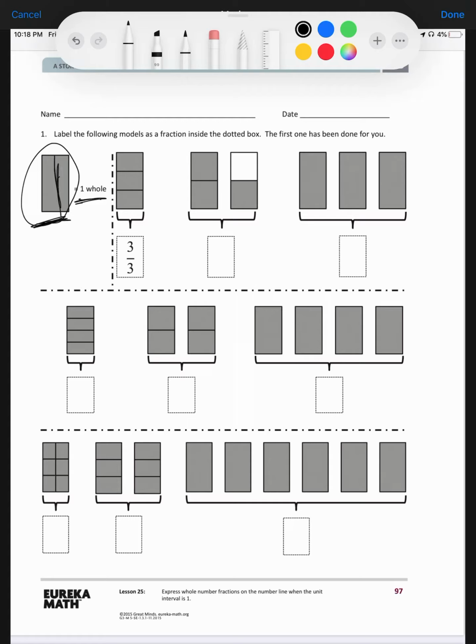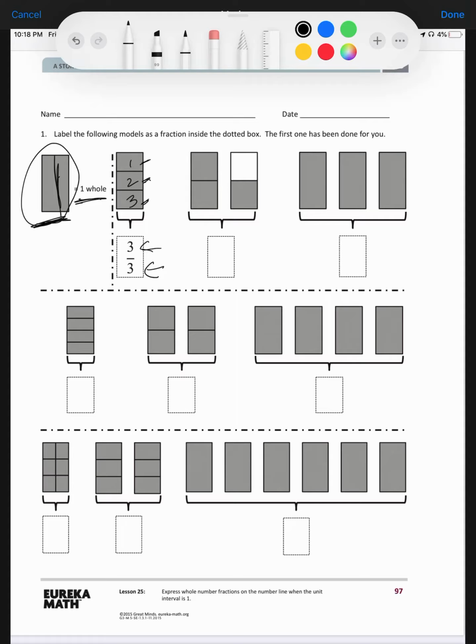Looking at this next shape, this next rectangle here, how many pieces is it broken into? 1, 2, 3 pieces. So our denominator is 3. How many pieces are shaded? 1, 2, 3 pieces are shaded. So our numerator is 3.